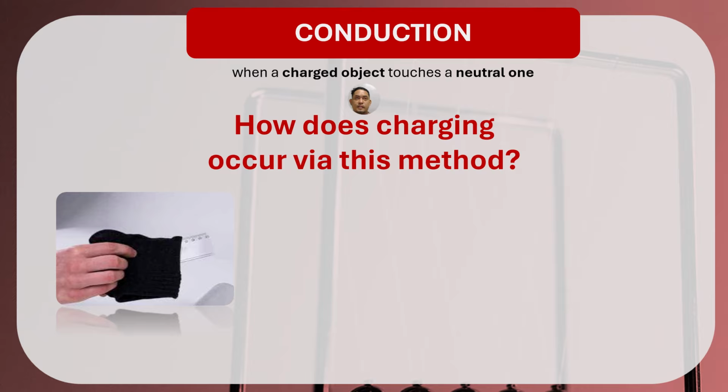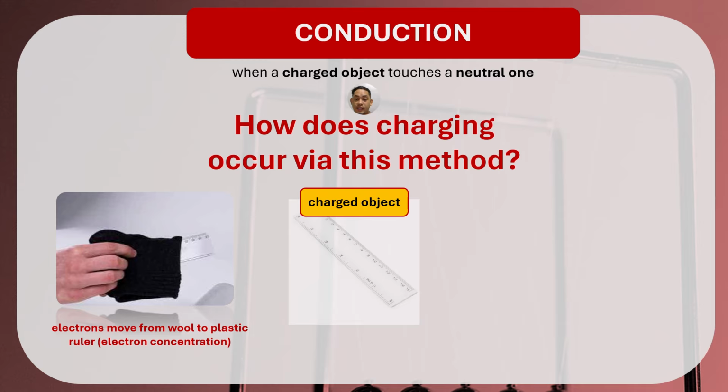During our discussion about triboelectric charging, we had this example of a cloth or wool rubbed to a plastic ruler, and electrons move from the wool to the plastic ruler. So we will use the plastic ruler now. Since the electrons move from wool to plastic ruler, the ruler gains more electrons and becomes negatively charged. So that ruler is now our charged object.